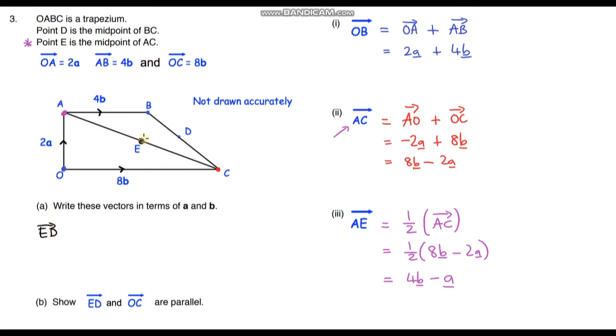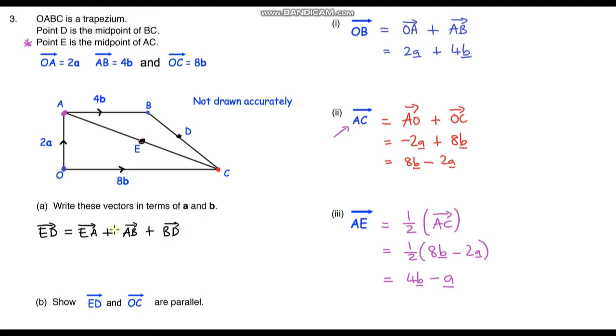So we're starting at E and we're finishing at D. How can we get from E to D? Well, we could go from E to A, and then we can add on A to B, so vector AB, and finally we can add on vector BD.